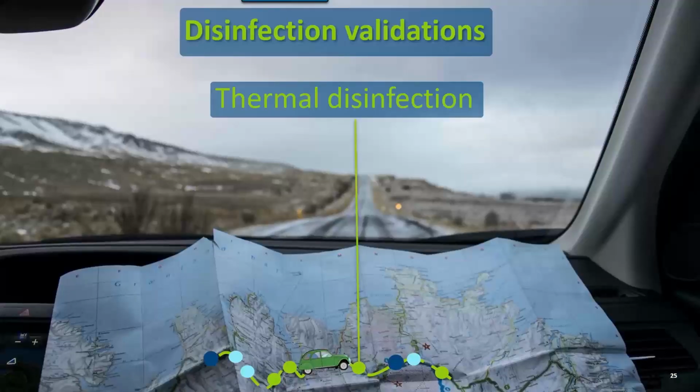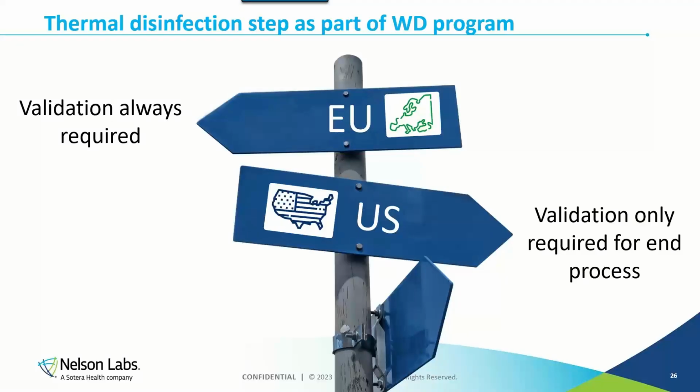In terms of the actual validations and how to perform those, I want to go into a little bit more detail into thermal disinfection, which we also just talked about. So thermal disinfection, remember, you have to have it as part of your automated cleaning program for Europe. You don't really need it if you have a sterilization step in US. And that means that there's also a bit of a difference in how to perform the actual validations.